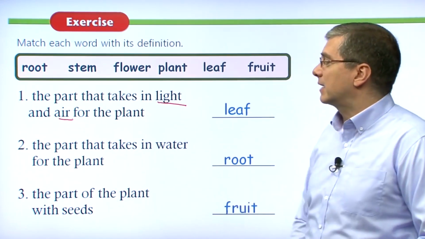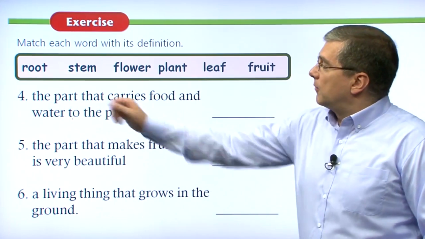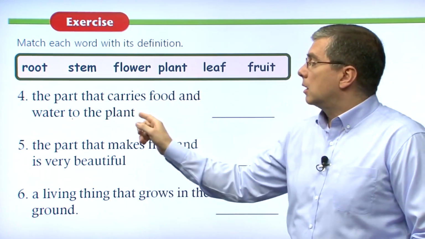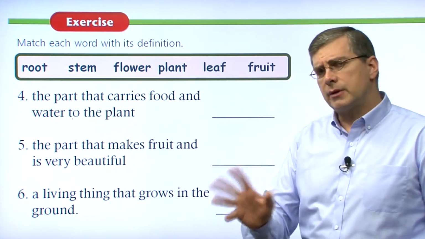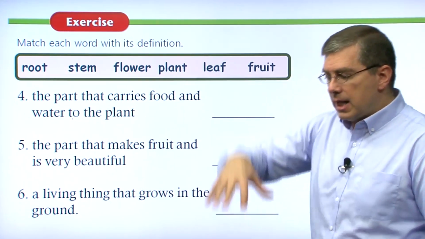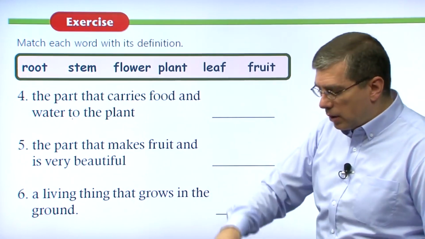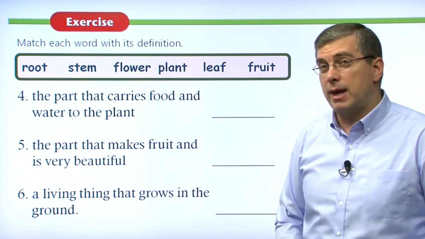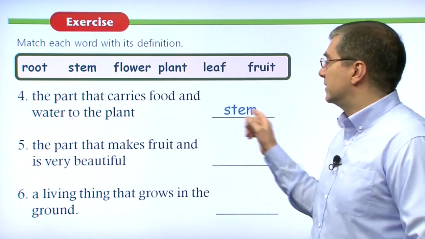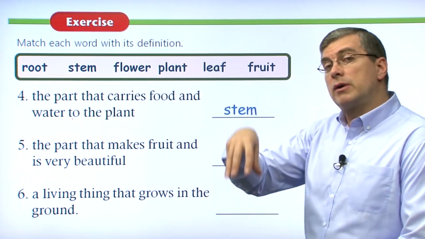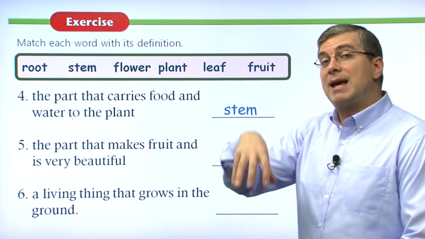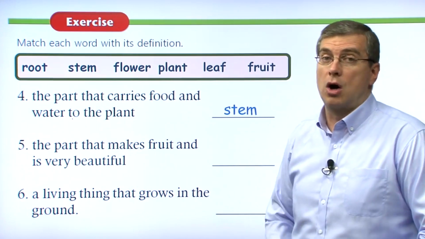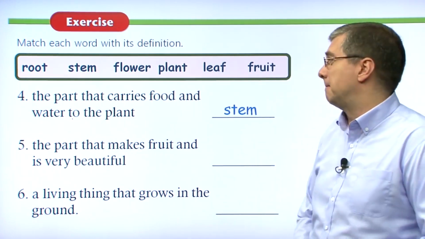Okay, let's move on to the next 3 questions. Number 4 is the part of the plant that carries food and water to the plant. So think about that. You have the roots underground, you have the leaves up top. What part of the plant carries that food up from the ground? Can you remember that? That part, of course, is the stem. It's also the part that supports the plant, that makes the plant stand up straight and tall and hopefully strong, if it's a strong stem.